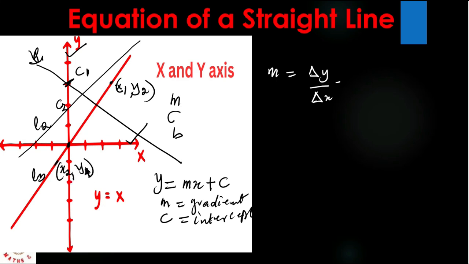So now, to calculate my gradient, we'll say that my rate of change will be y2 minus y1 all over x2 minus x1. So here I'll be able to define my gradient. So if I'm given any 2 points, I can easily define the equation of a straight line.